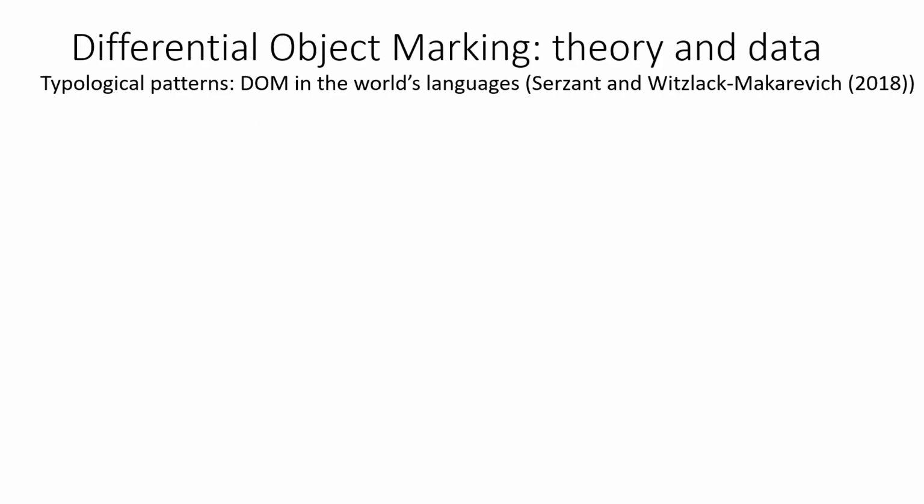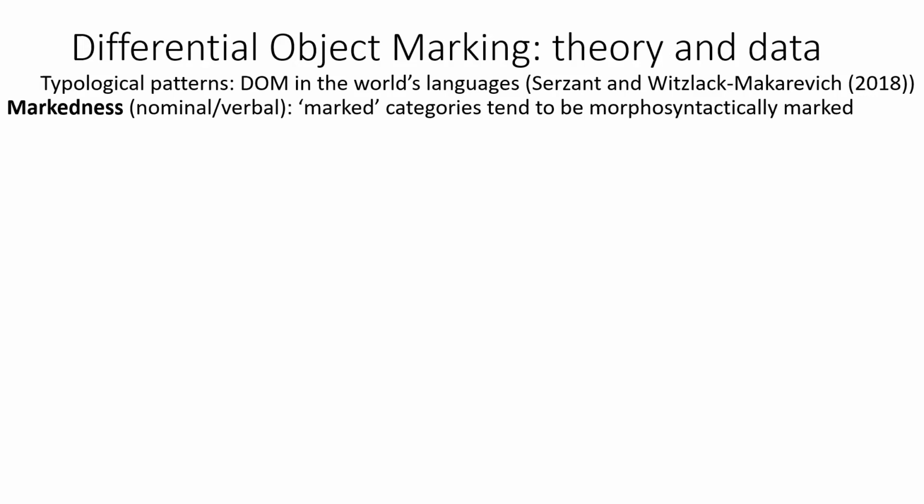Right. A few things need to be said about differential object marking. It's not only in Romance. It's a cross-linguistic trend. A recent volume by Seržant and Witzlack-Makarevich has collected the major analyses of DOM in many different languages. If there's a way that we can generalize DOM as a language universal, it's about markedness. The marked categories tend to be more formally, syntactically marked. And there are different types of markedness, as we show here.